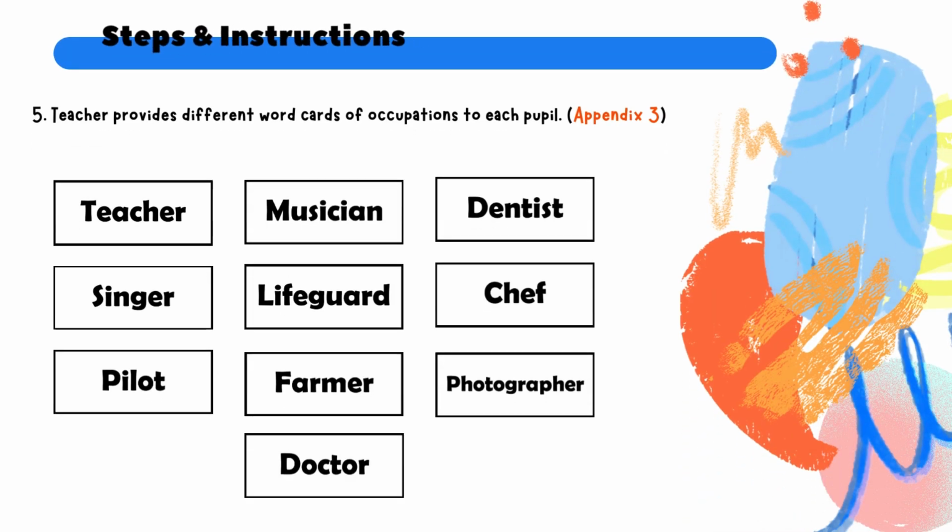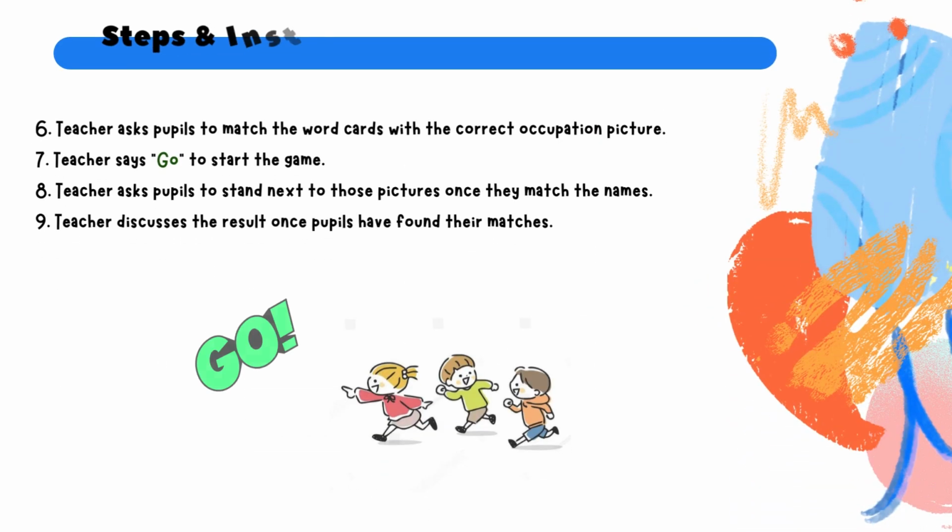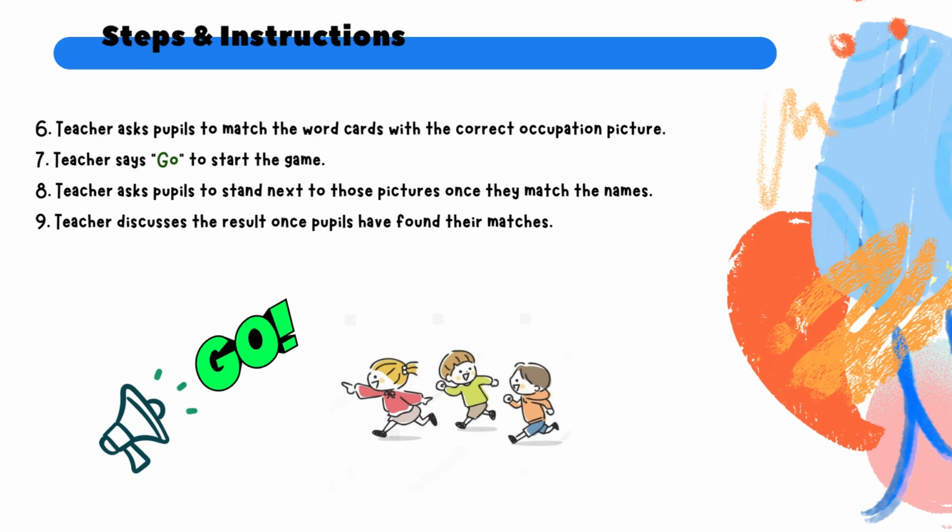Basically, for this activity, the teacher will provide different word cards for each pupil, and they need to match the word cards with the correct pictures pasted around the classroom. From the slide, those are the examples of the word cards provided by the teacher to each pupil. To start the activity, the teacher will ask pupils to get ready at their own place, and once the teacher shouts go, pupils need to run and match the word card with the correct pictures. Those who have already matched the word cards need to stand beside those pictures. The teacher then discusses the answers with the pupils.